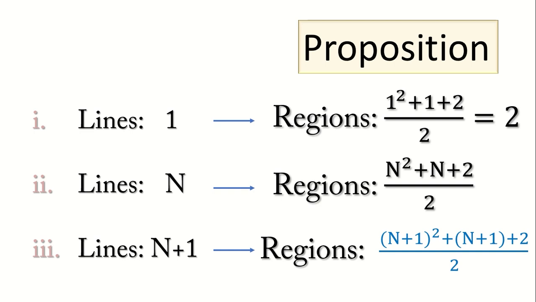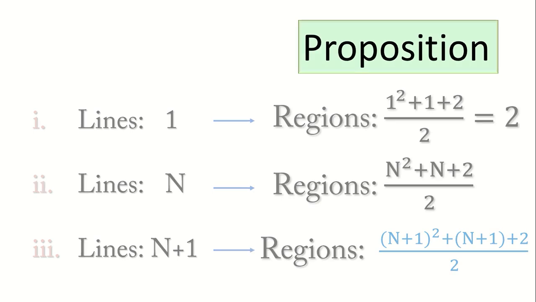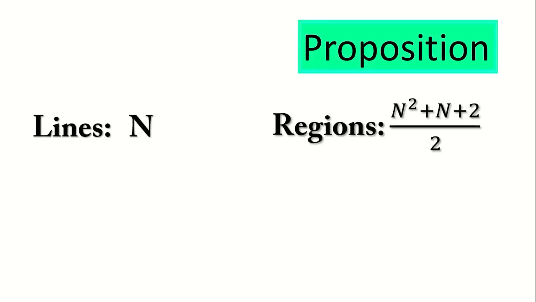So the proposition has been proved, and the proposition says that if I have n lines, the regions are at most n squared plus n plus 2 over 2. So the maximum regions is as here. Okay, we approach the end of this video and we have the answer.